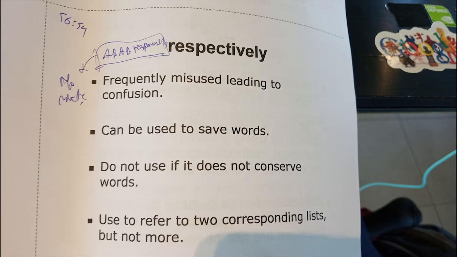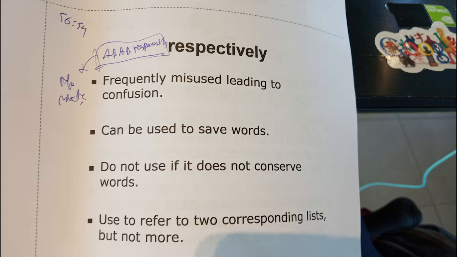Remember, when we write, we want to be clear. We want to be clear, number one. And number two, we want to be short. When you use respectively, you can be shorter, but sometimes you are very unclear. I want you to remember, being clear is more important than being short. If we are sacrificing clarity for shortness, we are making a mistake.